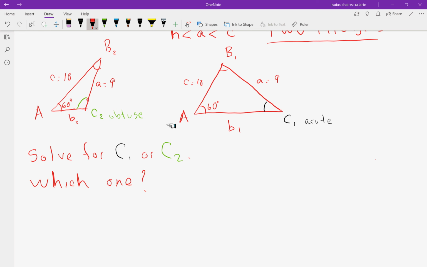I guess I don't know. I really don't know. So what I'm gonna do is, instead of trying to solve for C1 or C2, I'm just gonna go about it a little bit blindly. So I'm just gonna start using the law of sines.